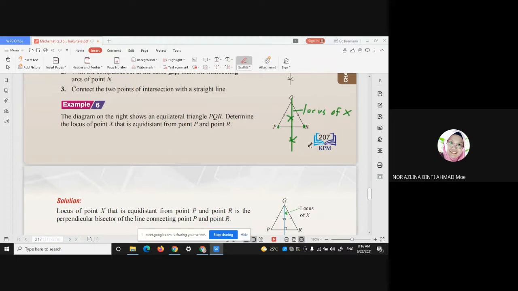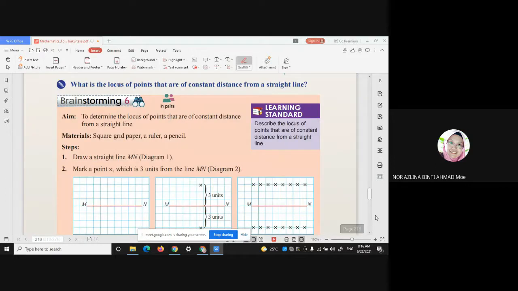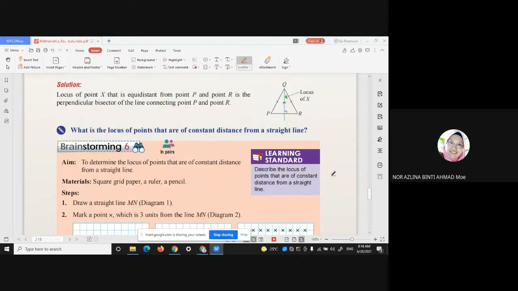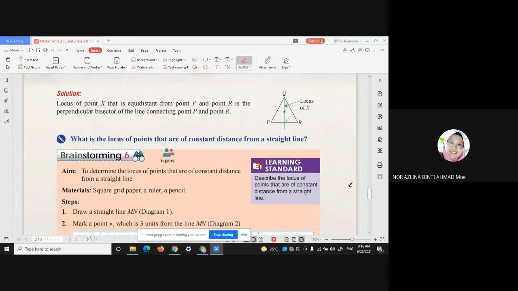Because the question asks you to draw the locus that is equidistant from point P and R. From 2 points, we draw the straight line using compasses. Make sure you draw using compasses.